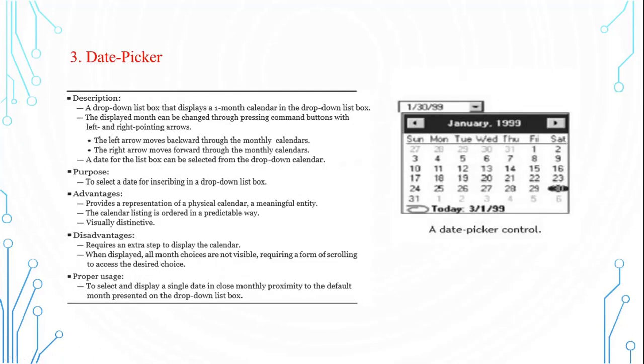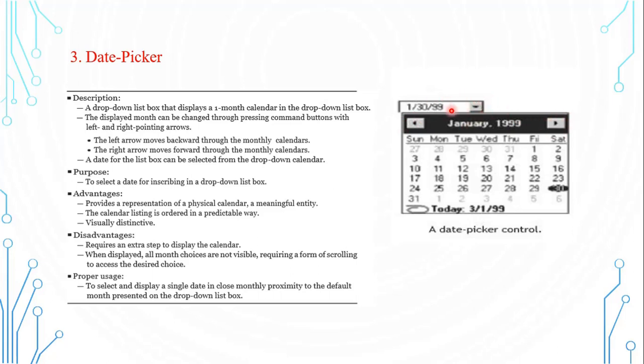Date picker. So you might have used these kinds of date pickers in your mobiles or in PCs or laptops, any device you have date pickers. So let's see the description. A drop down list box that displays a month calendar in the drop down list box. The displayed month can be changed through pressing command buttons with left to right pointing arrows. So here in the date picker also we have some buttons that are being placed. You can see here one button, the next button is being placed here.